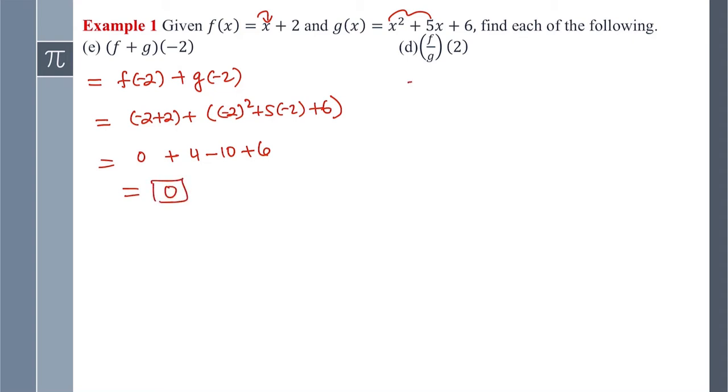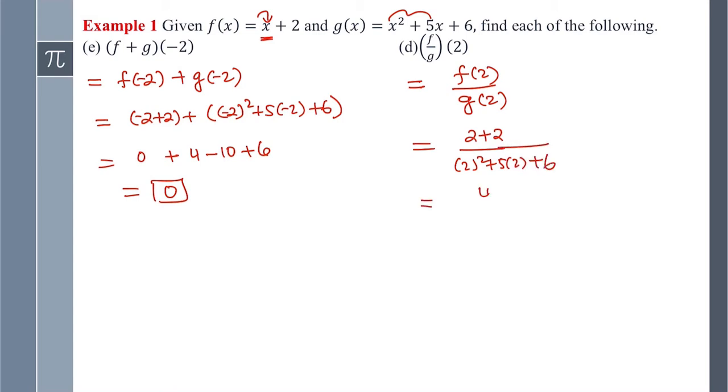Similarly, this one, we can do the same thing. This equals f of 2 divided by g of 2. F of 2 means we plug that in the function f, so that we get 2 plus 2, divided by g of 2, which is 2 squared plus 5 times 2 plus 6. And that gives us 2 plus 2 is 4, 2 squared is 4 plus 10 plus 6. And then that gives us 4 over 20, and then we can reduce that fraction to get 1/5.